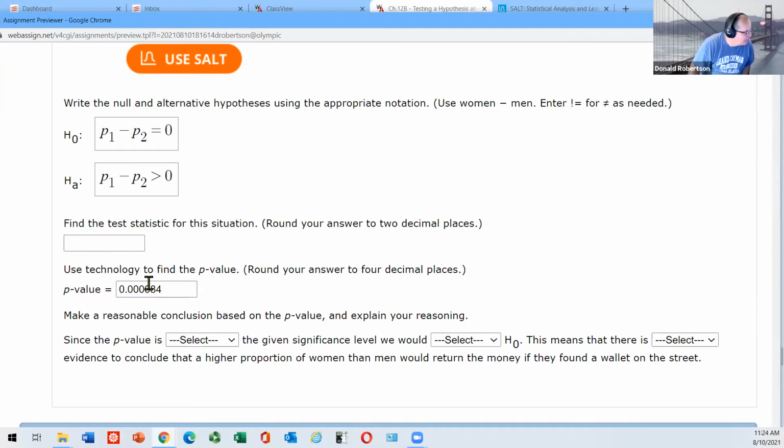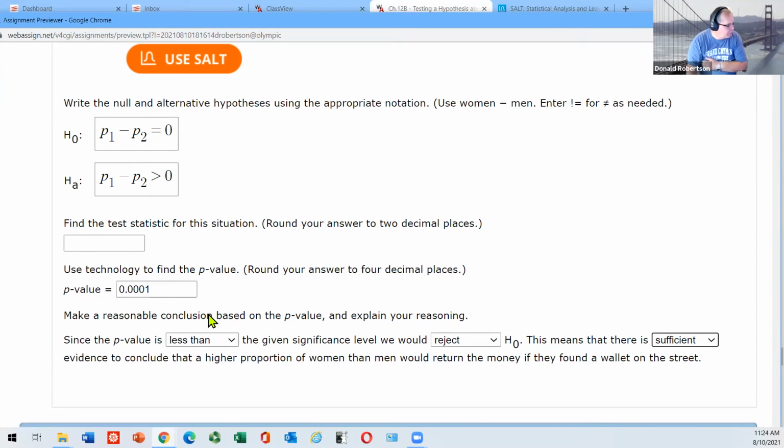Okay, so we got our p-value. To 4 decimal places: 1, 2, 3, 4. Oh, well, that would have to round up to a 1 then. Since the p-value is less than the significance level, we reject H naught. This means that there is sufficient evidence to conclude that women would return the money more often than men.